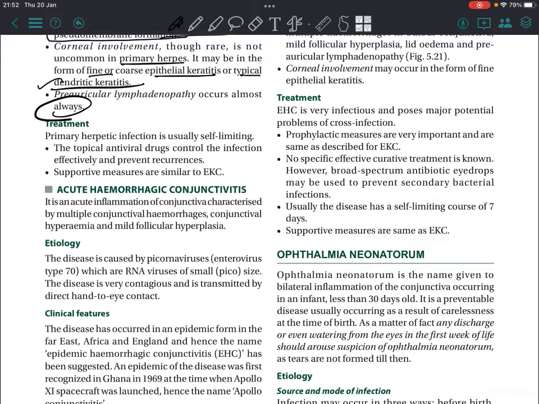Treatment: primary herpetic infection is usually self-limiting. Topical antiviral should be given. Supportive measures are similar to EKC.